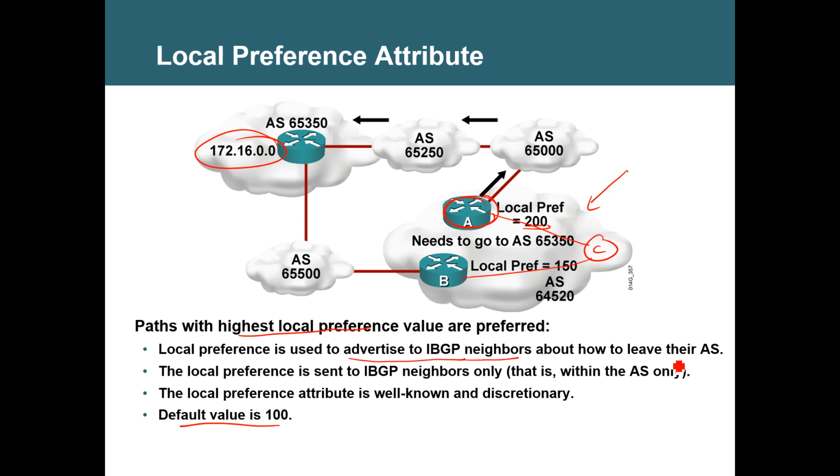All the routers now know how to leave their autonomous system. And now all will prefer going out via A in spite of the hop count: 1, 2, 3 hops, whereas this way is just 2 hops. Even though the hops are more via A if I exit, it still goes through it because the AS path attribute comes after local preference. Local preference comes first. Local preference comes before AS path.